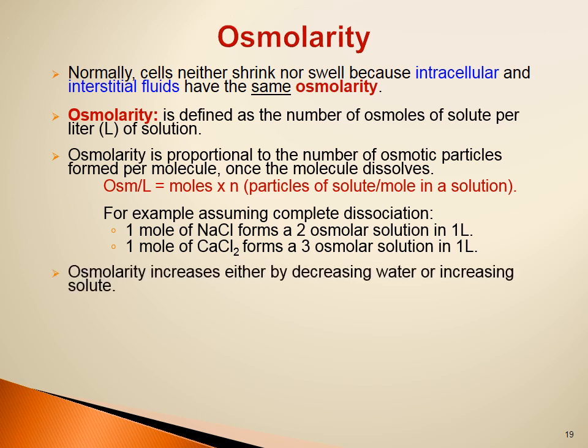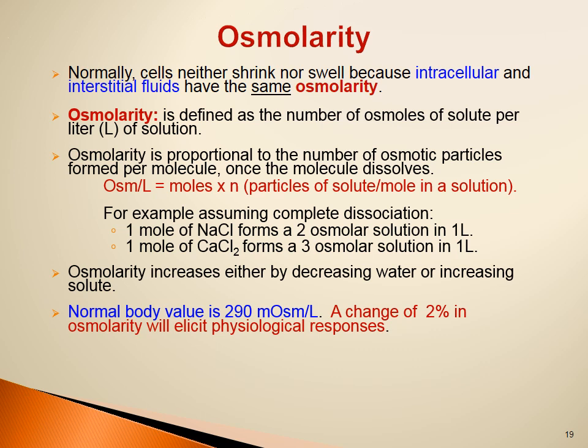So osmolarity increases either by decreasing water to make the solution more concentrated, or by increasing the amount of solute that is dissolved in water. Normal body value for osmolarity is between 285 and 295, so on average it is about 290 milliosmoles per liter. A change in osmolarity of 2% will elicit physiological responses or trigger homeostatic mechanisms to bring the osmolarity back to the normal range.